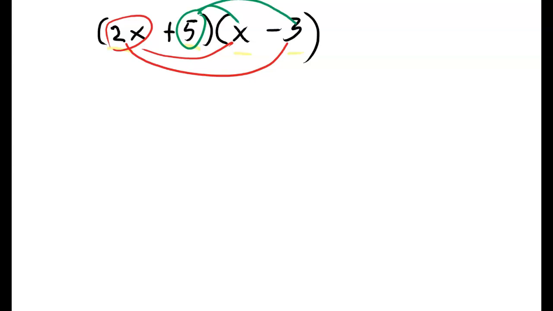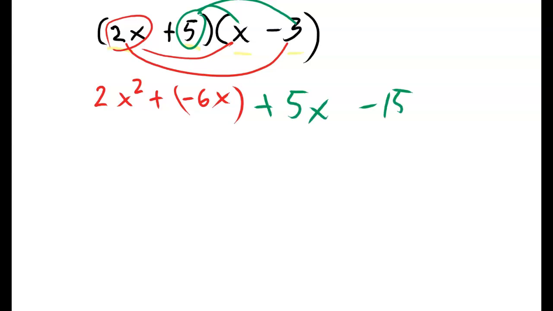And if we do it that way, the 2x times x gives us 2x squared. The 2x times negative 3 gives us a negative 6x. I don't need that plus, but just to show you where that came from, the negative 6x. And then in the green, I'd get a 5x, and then a minus 15. You can write it as plus a negative 15 or just minus 15.